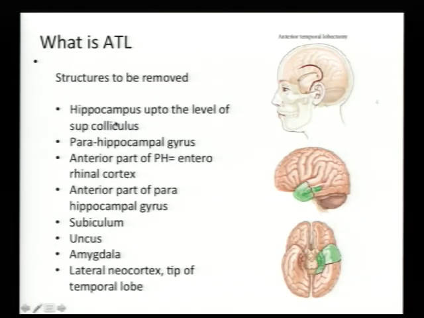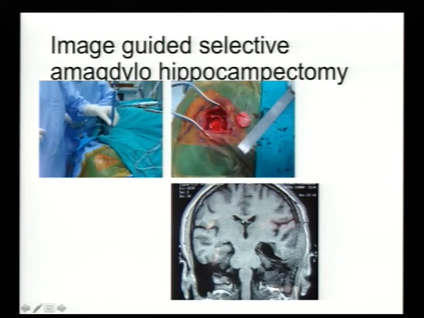Amygdalohippocampectomy is a complex of structures which have to be removed. Most importantly, it includes the hippocampus, amygdala and entorhinal cortex. But apart from that, it should also include the parahippocampal gyrus, the anterior part of the parahippocampal gyrus, the subiculum, the uncus, and also the lateral neocortex, which is the tip of the temporal lobe.